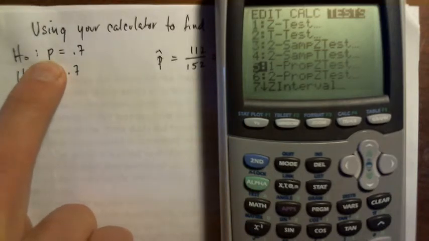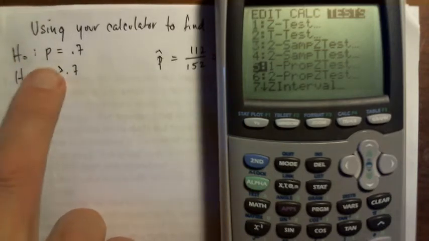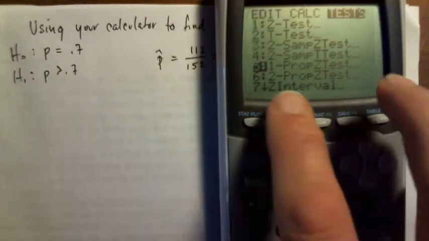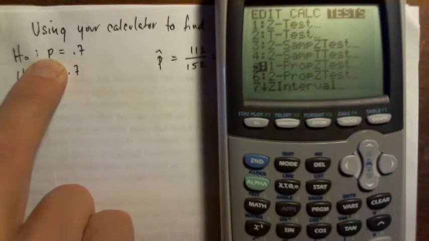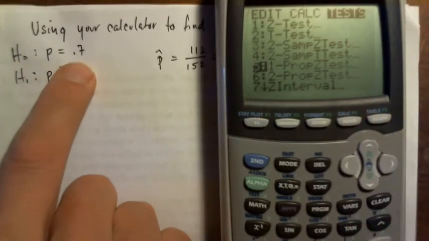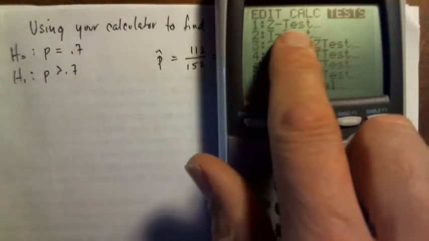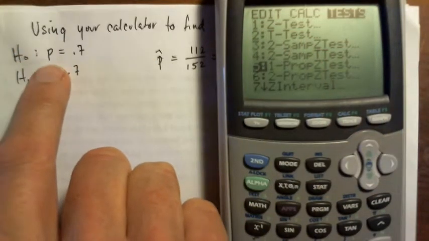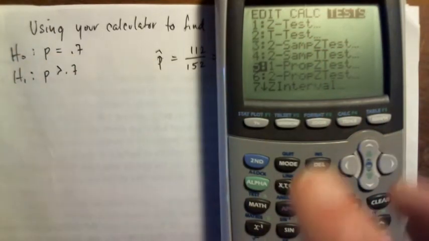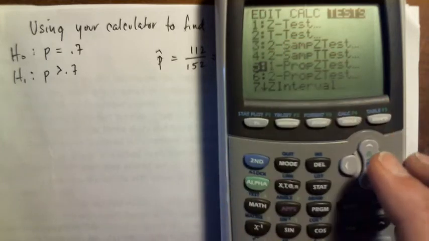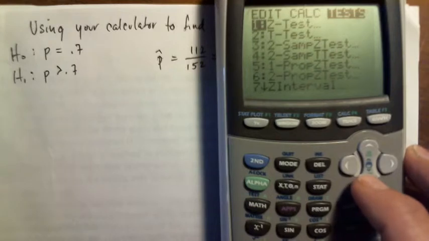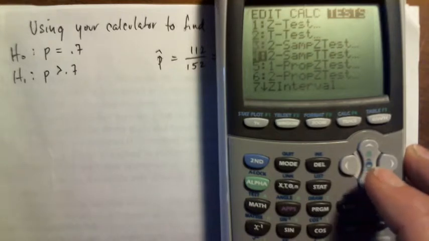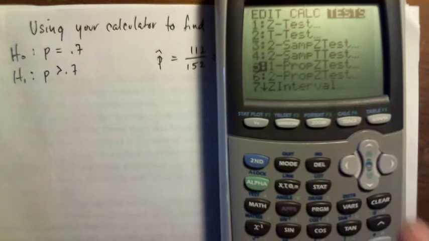Since this is about the proportion, since these hypotheses have p in them, I'm going to use the proportion z-test. If this hypothesis was about mu, and I knew the standard deviation, I would use the z-test. If this hypothesis was about mu and I did not know the standard deviation, I would use the t-test. So for this chapter at least, right now, we're dealing either with the z-test, the t-test, or the 1 proportion z-test. In this case, we're using the 1 proportion z-test.